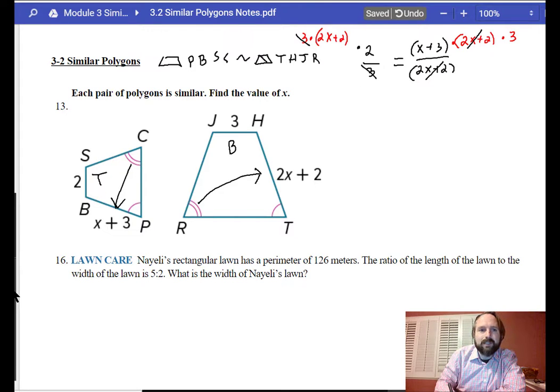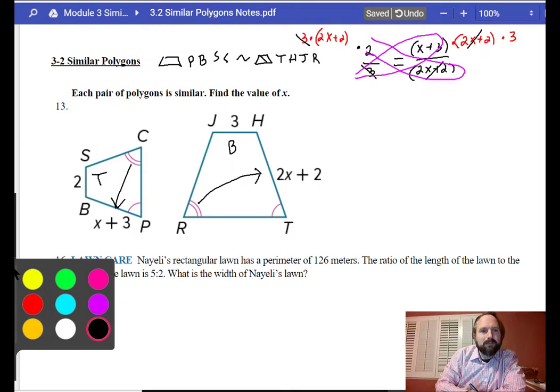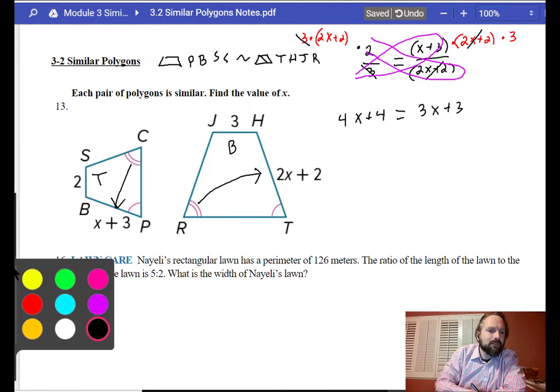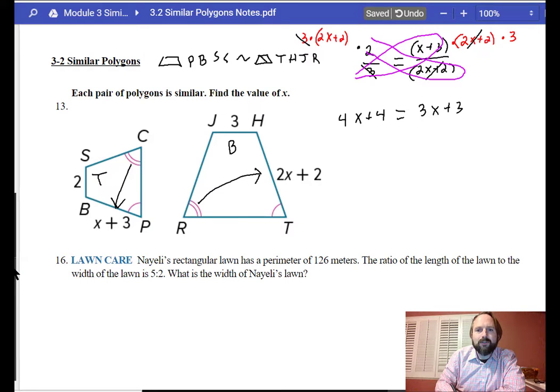But looking at this, we see that this looks like this thing called the butterfly method. This times this, this times this. We just actually proved it with some math right here. So when I multiply these two things, I get 4x plus 4 is equal to 3 times that, 3x plus 3. Now we just need to solve for x.